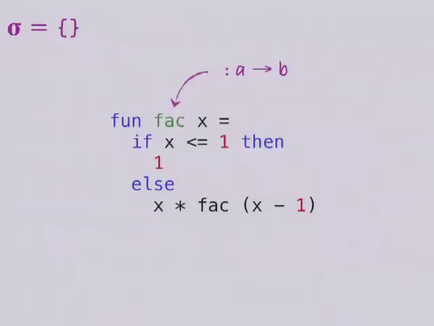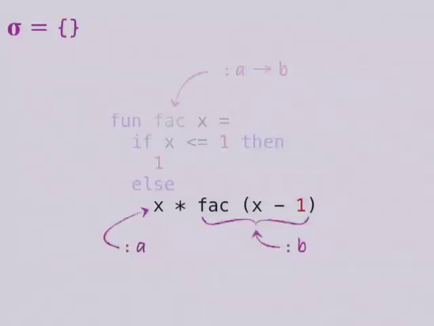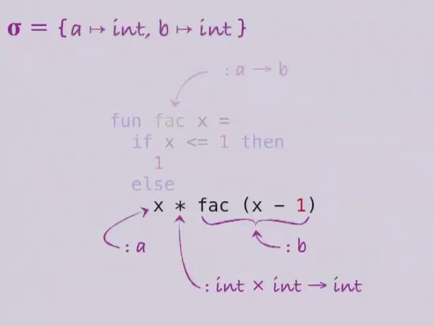But we're going to skip all the way to the end and assume we were very naive and hadn't figured anything out by this point. X is of type A. Fac of x minus 1 is of type B. So we've got this information here. Just as before, to make any progress, we have to look at the type of the star operator, times. It's still of type int cross int to int. So the left-hand side is of type int. The right-hand side is of type int. That means both A and B need to be of type int.